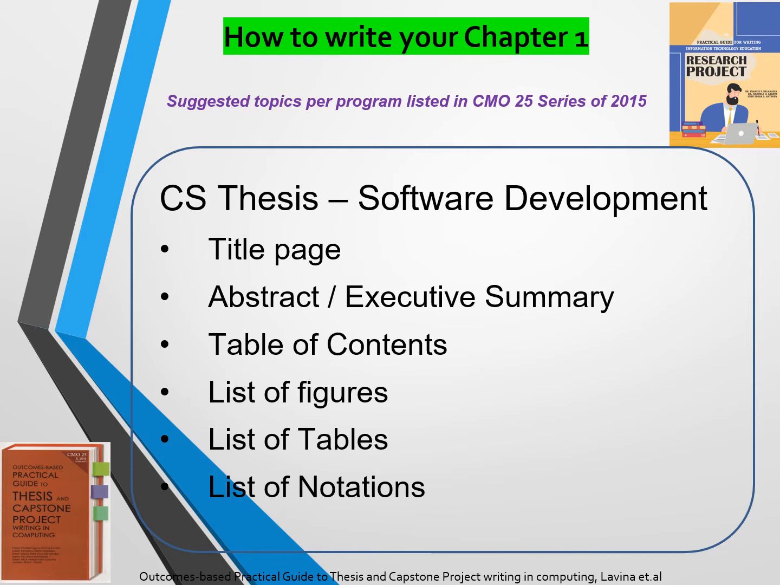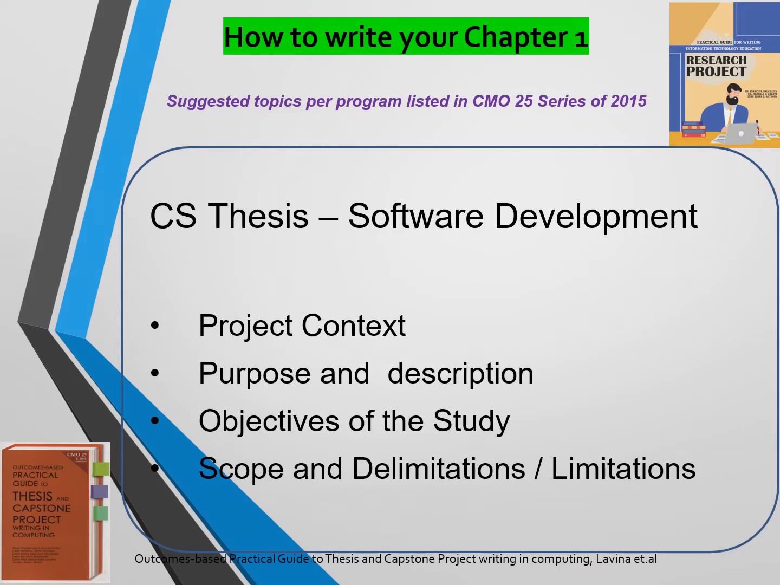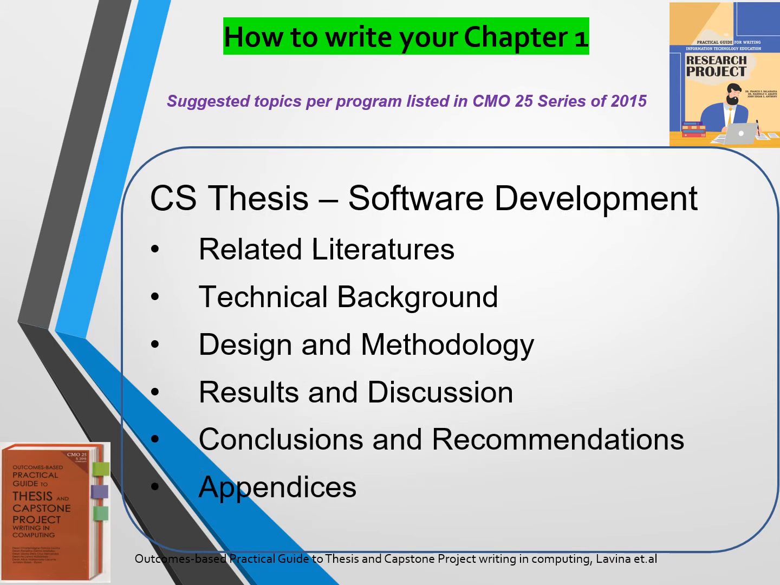For the CS or Computer Science Thesis, Software Development: title page, abstract or executive summary, table of contents, list of figures, list of tables, list of notations. Related literatures, technical background, design and methodology, results and discussion, conclusions and recommendations, and appendices.